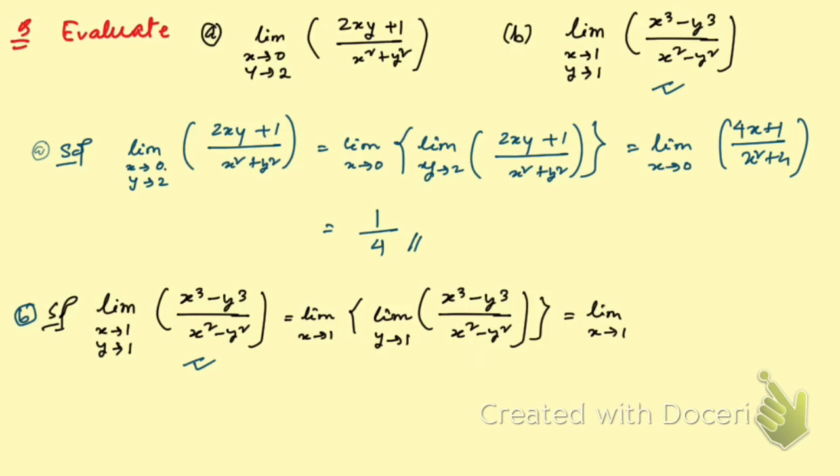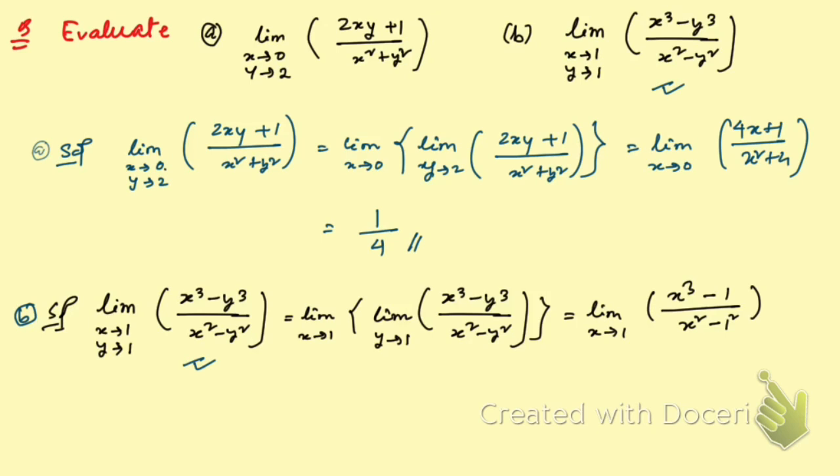If you put y equal to 1, then it becomes x cube minus 1 cube, which is simply 1, then x square minus 1 square. That's what we're going to have. Now if you put x equal to 1 here, it's going to be equal to 0. So that's why we're going to use these identities. That means we're going to factorize this.